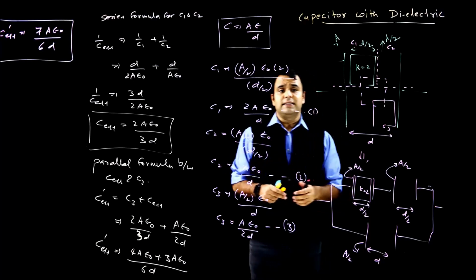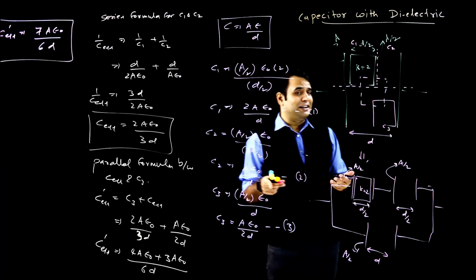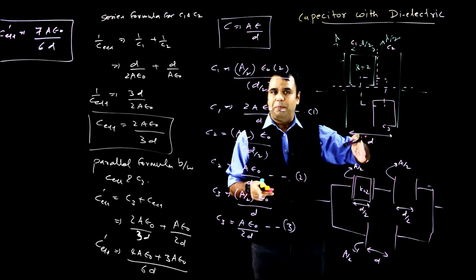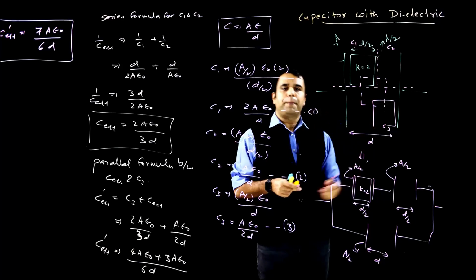And the second thing is, earlier we learned that we can cut the dielectric. We were cutting the dielectric either parallel to the cross-section area or perpendicular to the cross-section area.